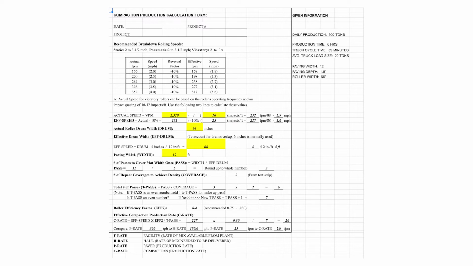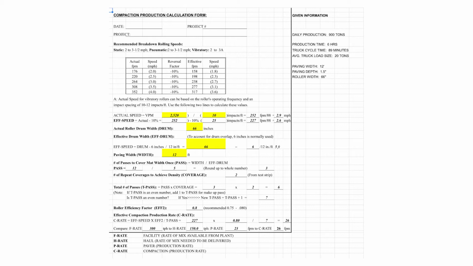Well, in order to get yourself back up to the paver, if it's an even number, you have to add 1. So just think about going back and forth. If you have an even number, you're going to end up back where you started. You need to add another 1 to get back up to the paver to continue on.